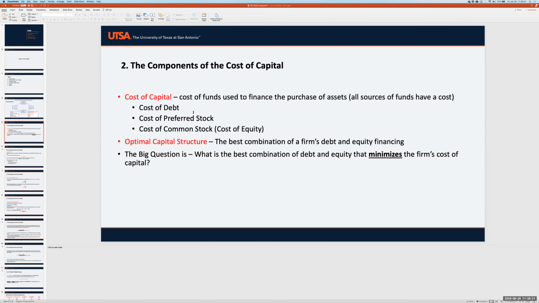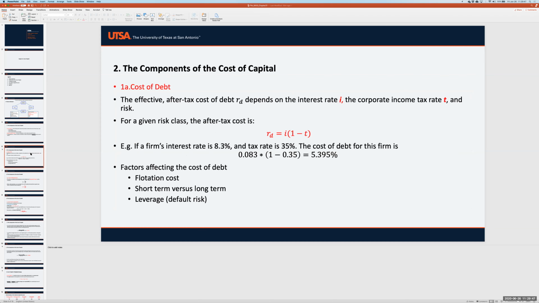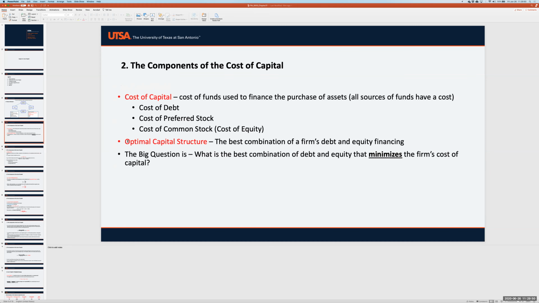So the big question is, what is the best combination of debt and equity? Should the company use only debt, or only common stock, preferred stock, or a combination of them? At the end of the day, we try to minimize the cost of capital by combining different components. This is the whole chapter explaining this concept. As you remember, we have three components: debt, preferred stock, common stock. All of them can have different weights and different costs. Let's look at the cost of debt first.